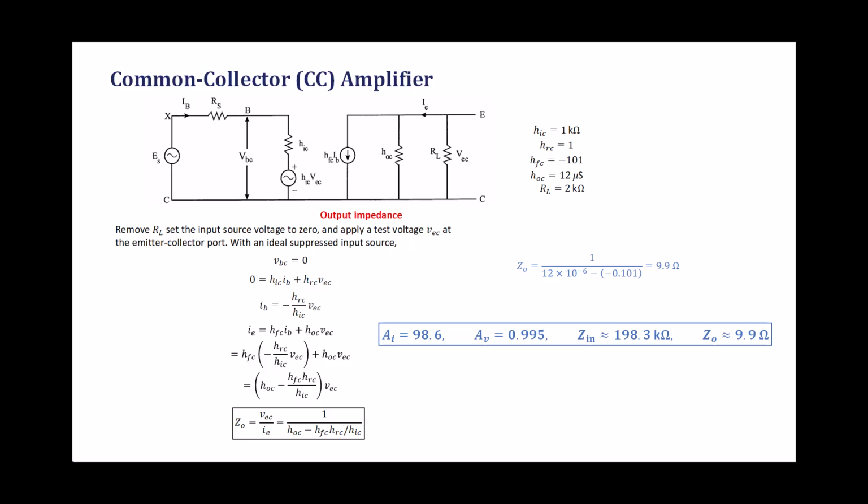that gives us approximately 9.9 ohms. So to summarize all four results together, AI equals 98.6, AV equals 0.995, Zin is approximately 108.3 kilo ohms, and ZO is approximately 9.9 ohms. High current gain, near unity voltage gain, very high input impedance, very low output impedance. That's the signature of a common collector amplifier.